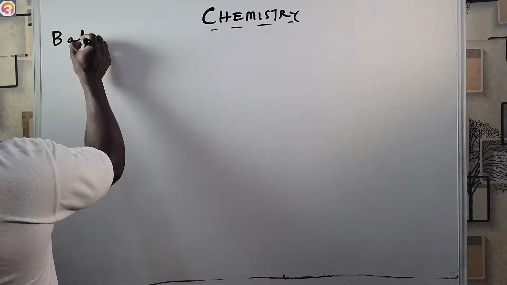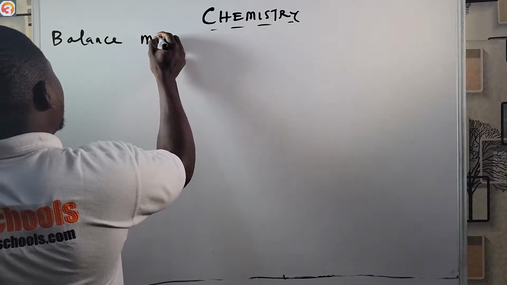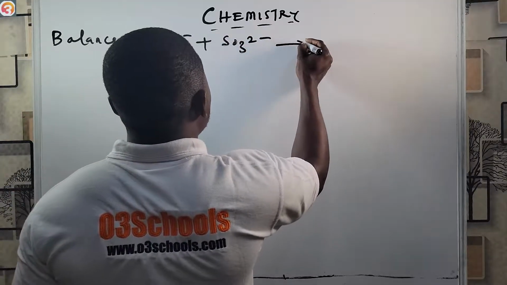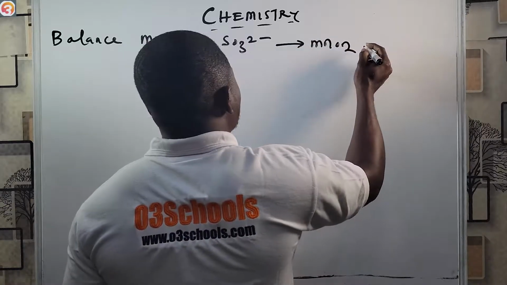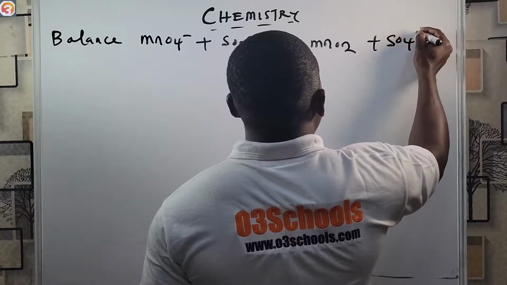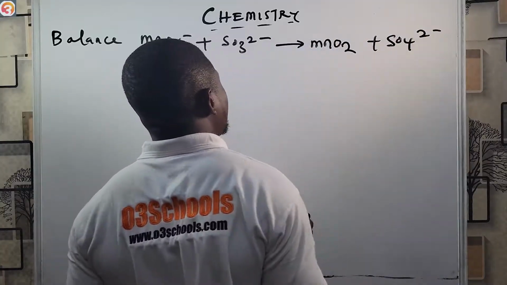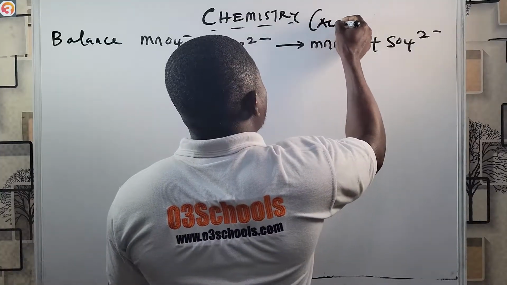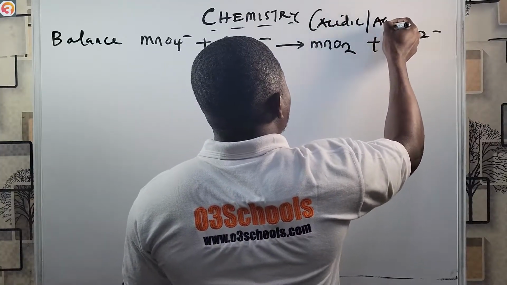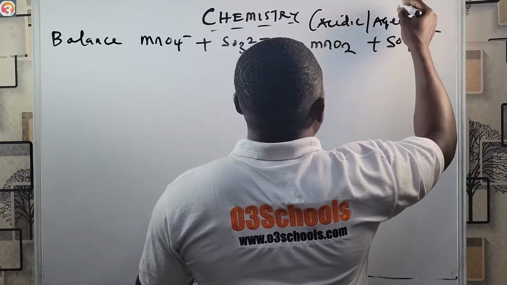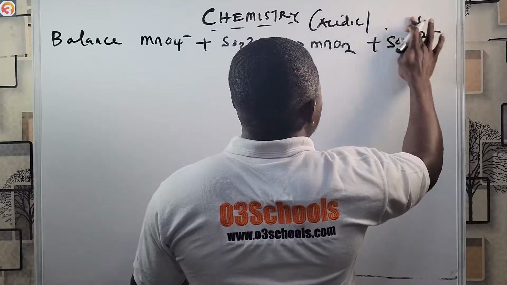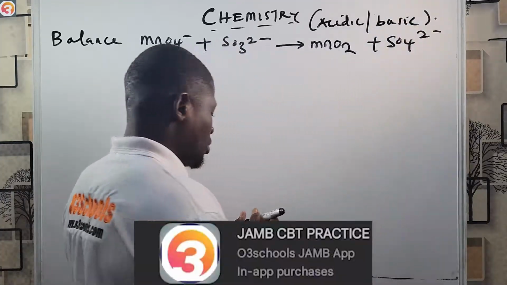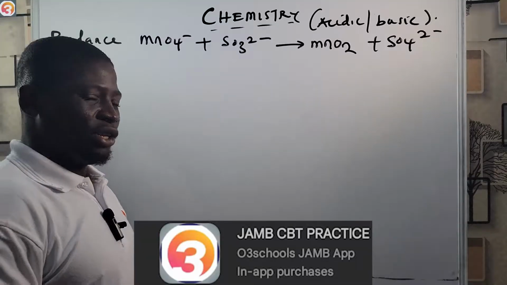Balance MnO4- plus SO3 2- gives MnO2 plus SO4 2-. Okay, so we'll balance this in what solution? Acidic and basic aqueous solution. Okay, so we are going to balance this in acidic and basic aqueous solution.